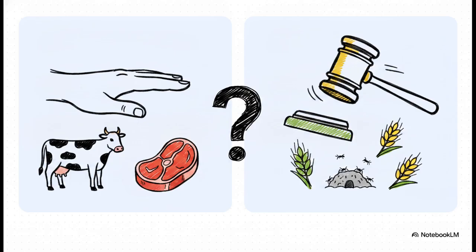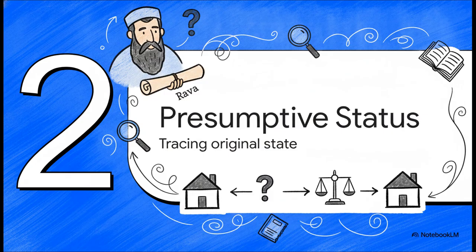In this specific case of uncertainty, the law rules stringently. The grain must go to the poor. The owner is obligated. So why on earth is the cow case ruled leniently, but the grain case is ruled stringently? It seems completely inconsistent. Let's look at the presumptive status theory, which traces the original state of the property.